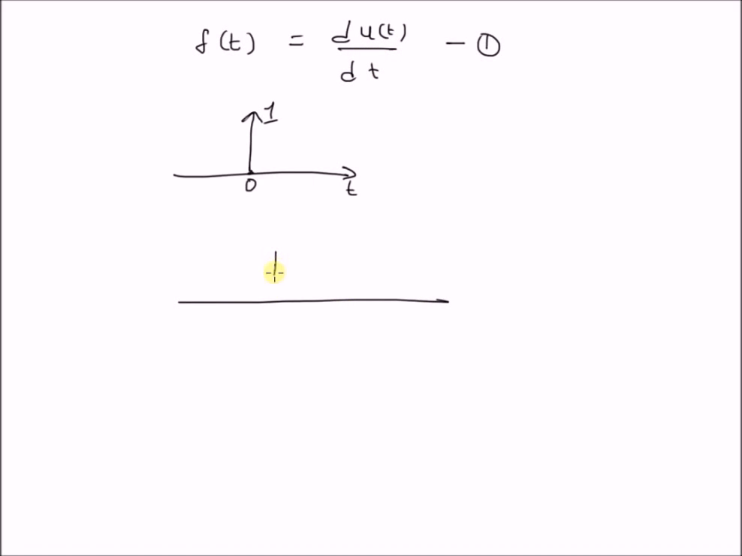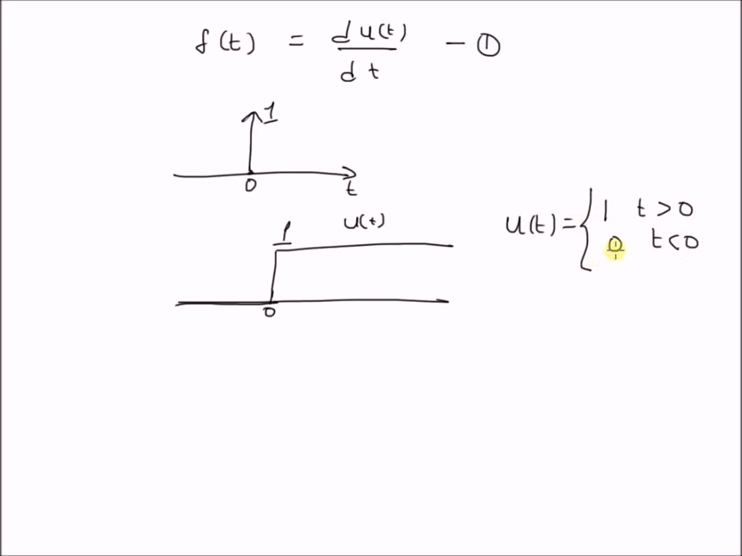From the definition of the unit step signal, we know that u of t is equal to 1 for t greater than 0 and 0 for t less than 0. So clearly the derivative, that is du of t by dt, is equal to 0 for values of t greater than 0 and for values of t less than 0. However, the derivative is not defined in the strict theoretical sense at t equal to 0.